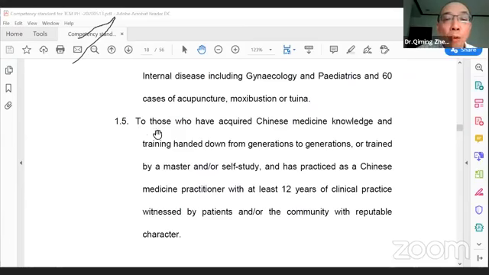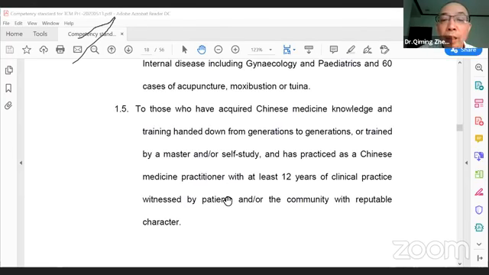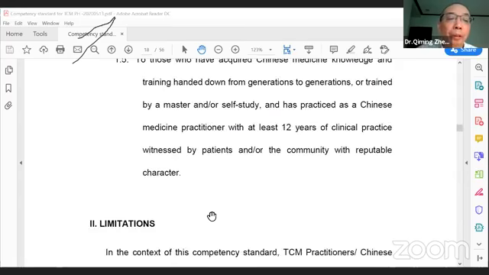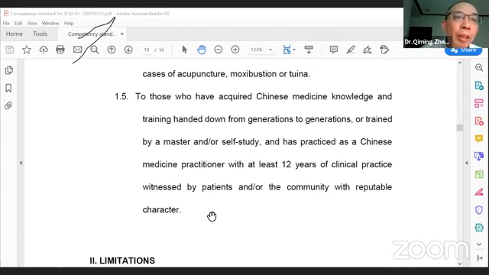The 5th point, to those who have acquired Chinese medicine knowledge and training handed down from the generation to generation, or trained by a master and or self-study, and has practiced as a Chinese medicine practitioner with at least 12 years of clinical practice, witnessed by patient and or the community with the reputable character. Okay, so this means even you are not, because the medicine, Chinese medicine, is still a part of the experience. So who has the very good experience, complete of knowledge, even previous, you are not able to enroll any TCM course, you're still able to have the patient by the basic entry requirement.